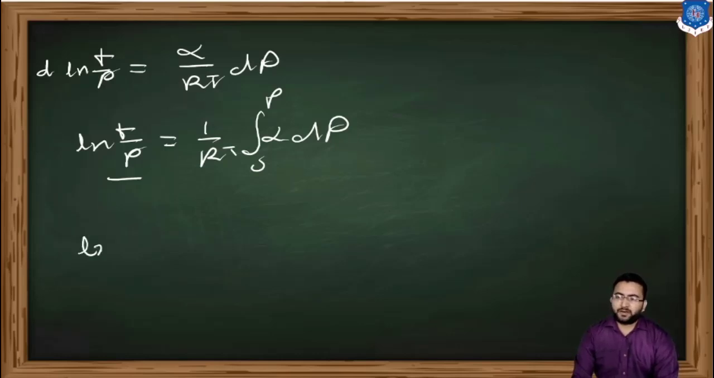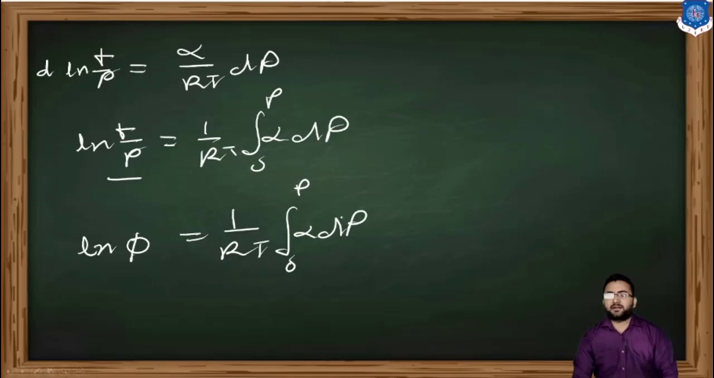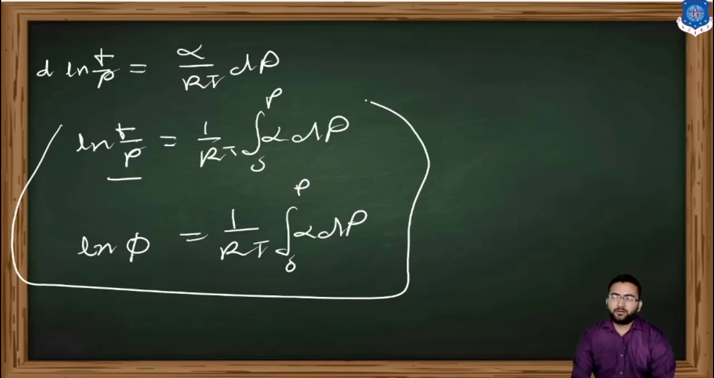If we want to find the fugacity coefficient, then this equation becomes ln phi is equal to 1 upon RT integration from 0 to P of alpha dP, where alpha is the residual volume. So both these equations are used to find the fugacity and the fugacity coefficient.